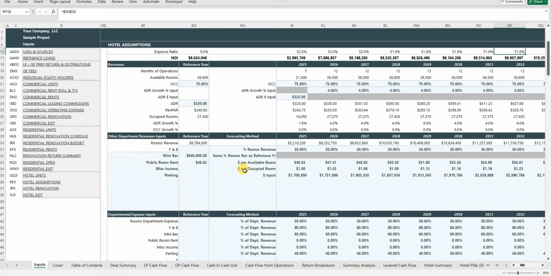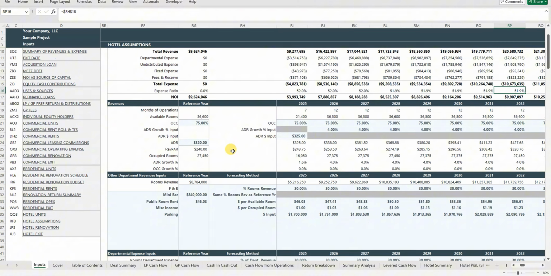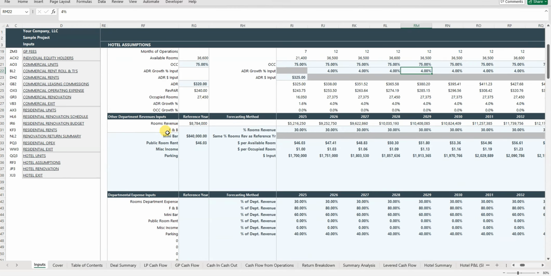Here's my inputs on my operating performance for the property. And so I can say, look, I'm just going to assume a 75% OCC every year. I think this year's ADR is going to be 325, and I'm going to grow at 4% a year. I can have other departments such as F&B, minibar, public room rent, whatever I want.